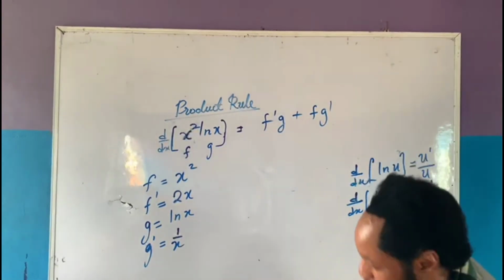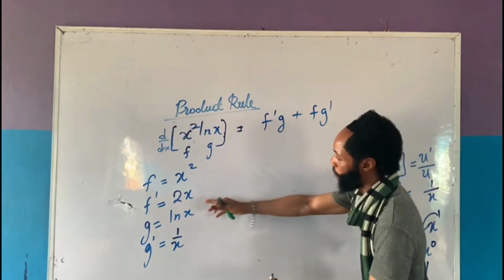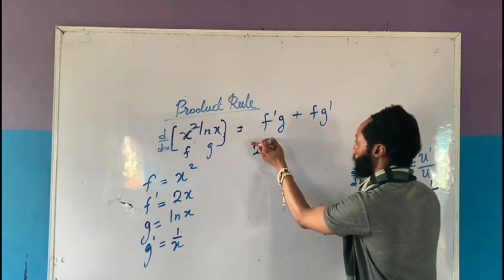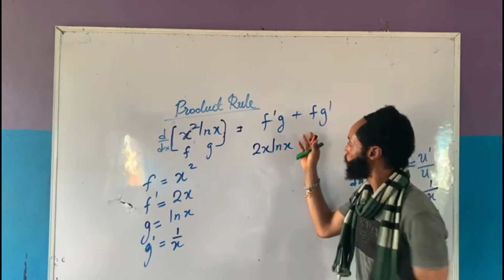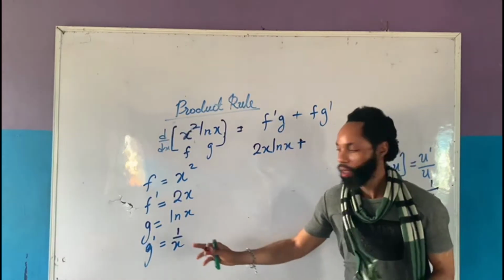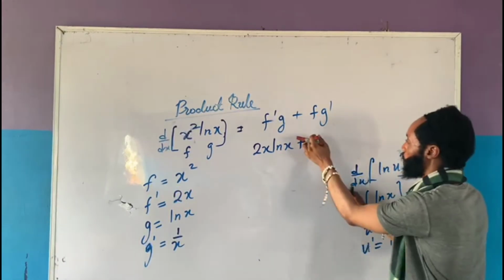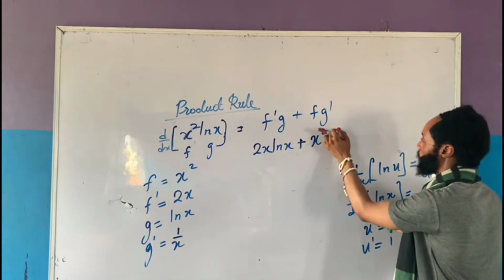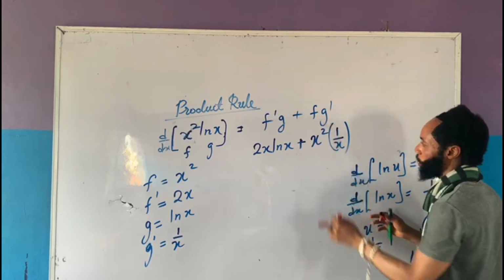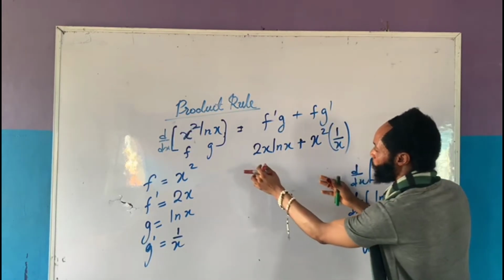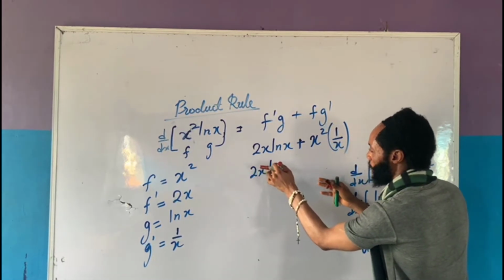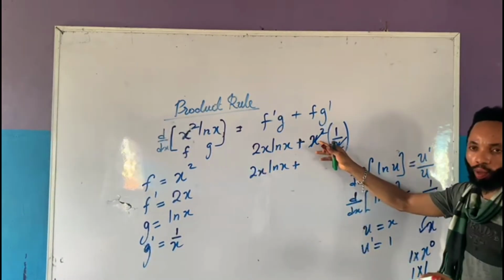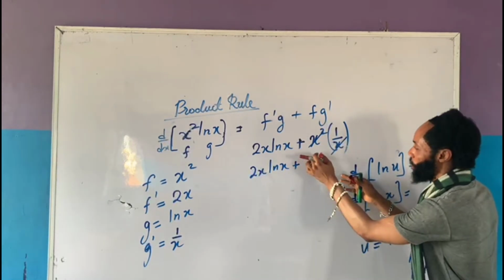So, what do we have here? We have f prime. What's our f prime? 2x. What's our g? Our g is ln x. What's our f? Our f is x squared. Then our g prime is 1 over x. Remember, we are multiplying each other. So if we multiply this, we're going to have what? 2x ln x plus, this x cuts out with this, we're going to be left with 1 times x.